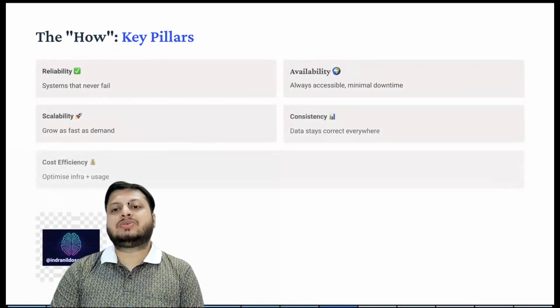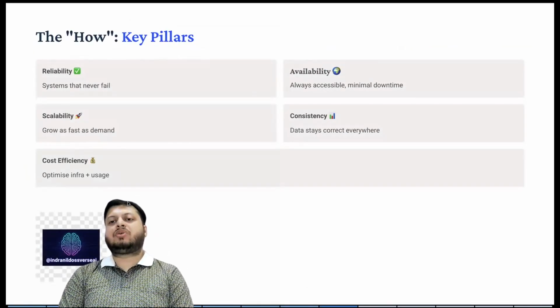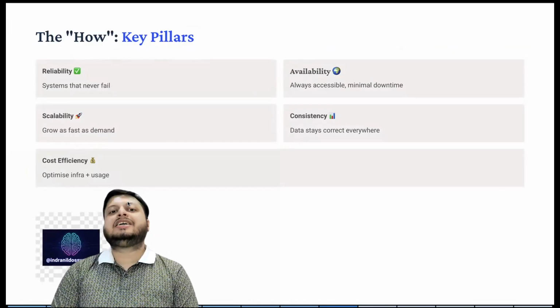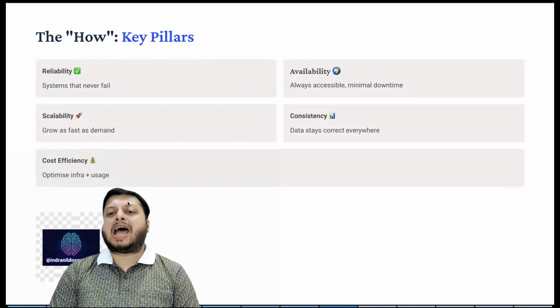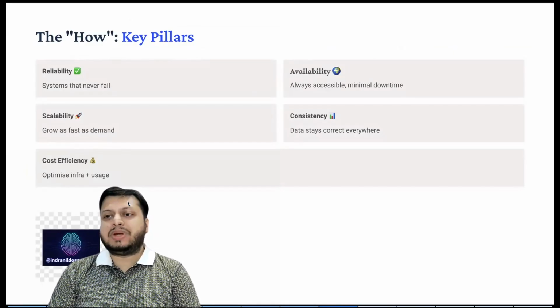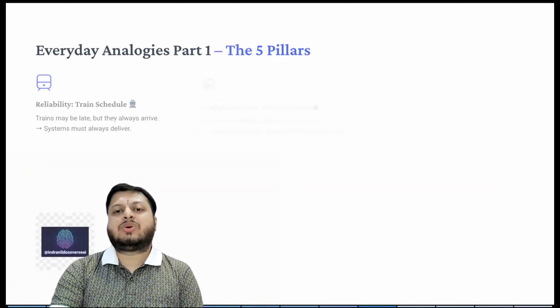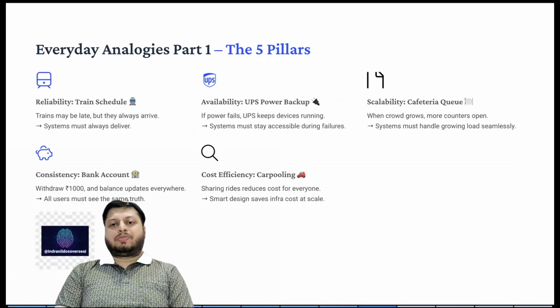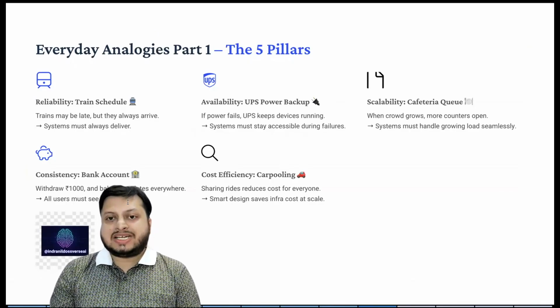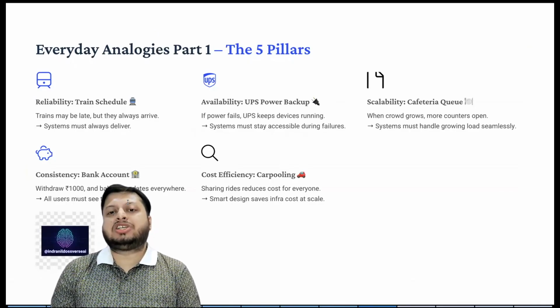Okay, so let's recap on what we have learned. Reliability, systems that never fail; availability, always accessible, minimal downtime; scalability, grow as fast as demand; consistency, data stays correct everywhere; and cost efficiency, optimize infra plus usage. Okay, so now I would give you part one, the five pillars that you have learned, and I would relate it with some everyday analogies.